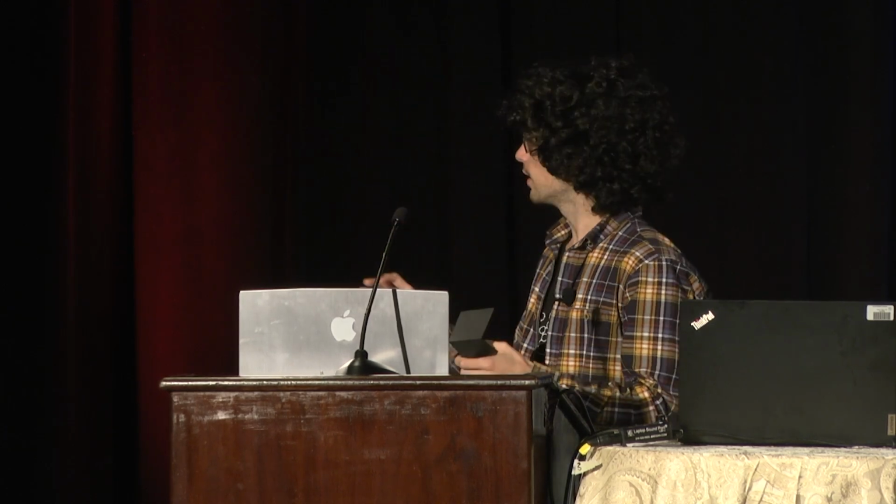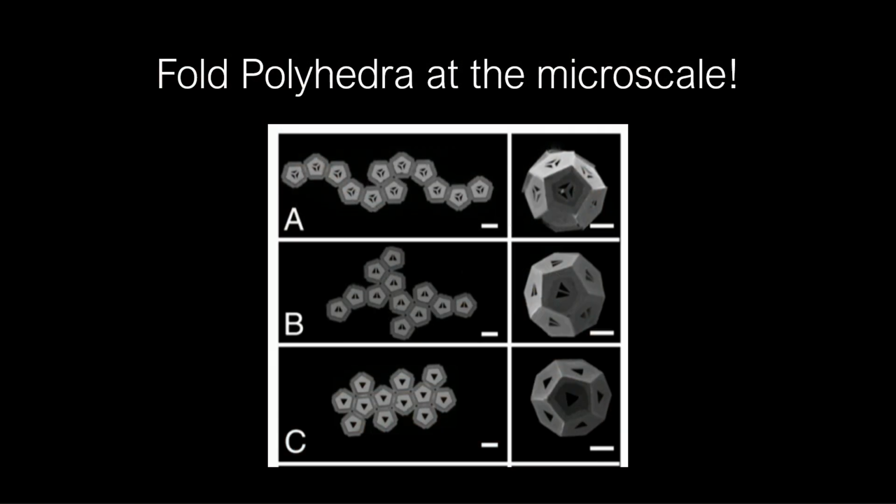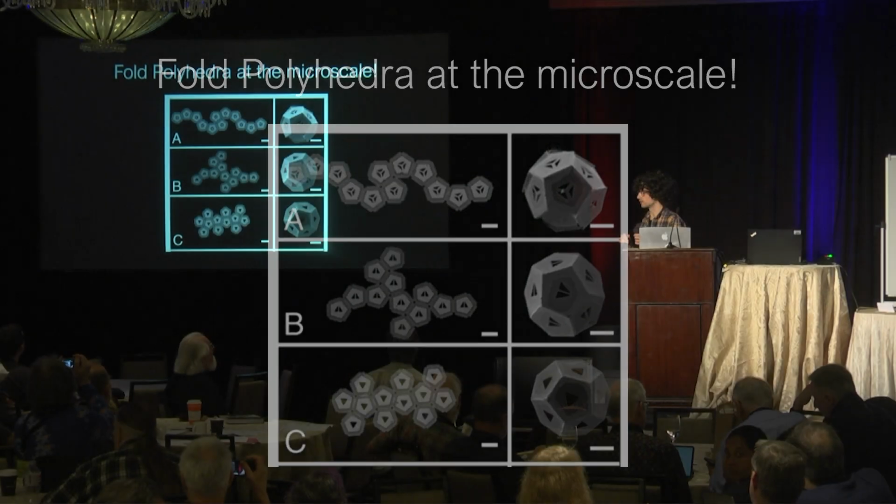If we have a net of some polyhedra and we fold it, we get a polyhedron. You can fold up a net into a polyhedron. And what we are trying to do is exactly that, but at the micro scale. These are some images that represent what we are trying to do. We are trying to study the kinetics and how this process works at the micro scale.